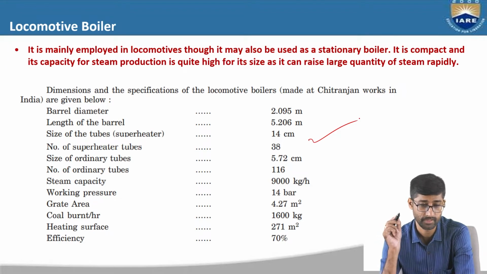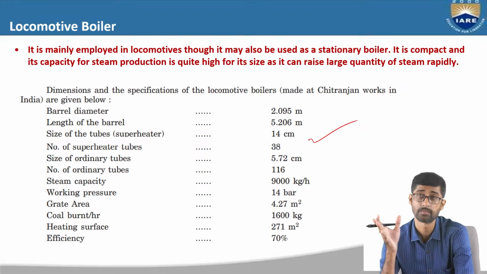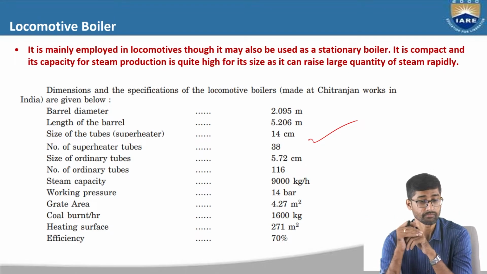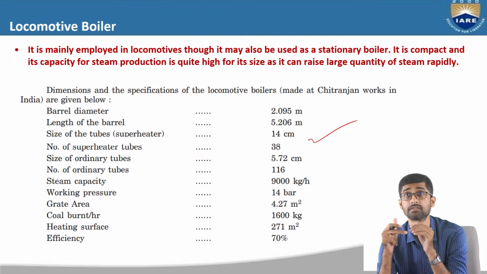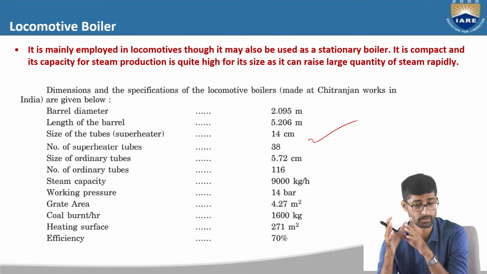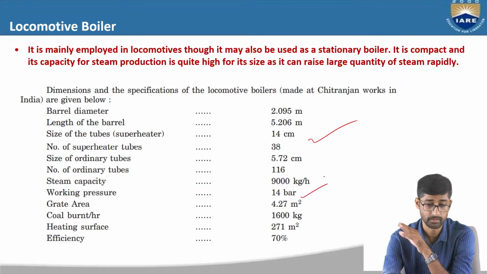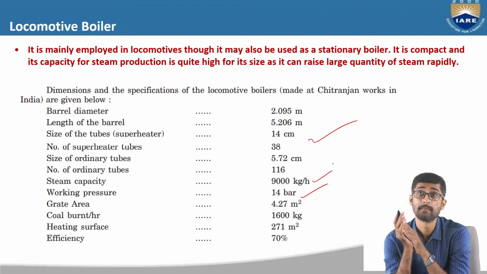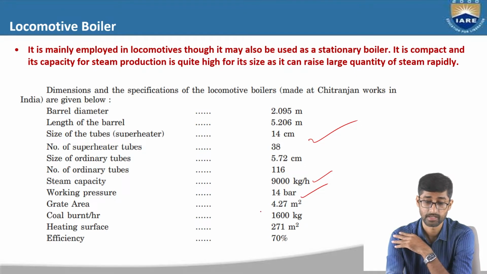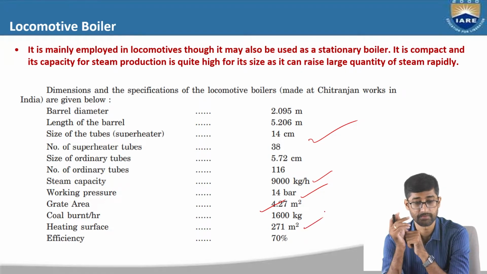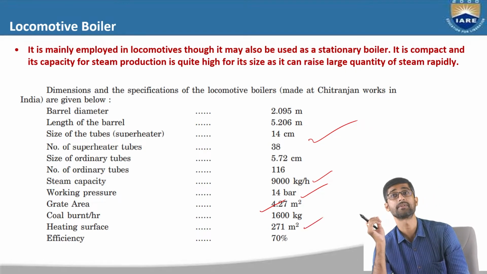If you see the dimensions and specifications, the barrel diameter we are using is 2.095 meter, and the length of the barrel is 5 meter. The tubes are called superheater tubes. We are taking the diameter of superheater tubes as 14 centimeters, and the number of tubes we are using is 38 in locomotive boilers. Right? The working pressure is 14 bar, and the steam capacity it produces is very high, 9,000 kg per hour. The area of grate is 4.27 meter square, the heating surface is 271 meter square, and the efficiency of a locomotive boiler is generally 70%.